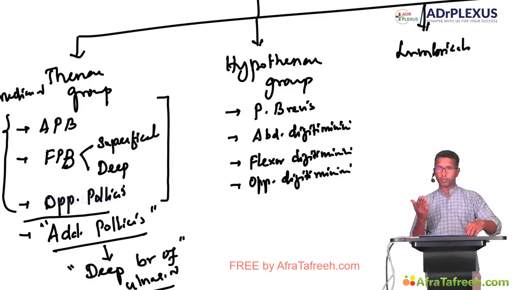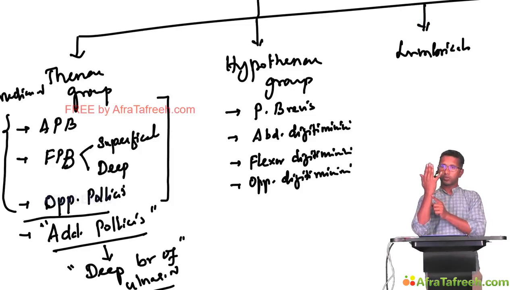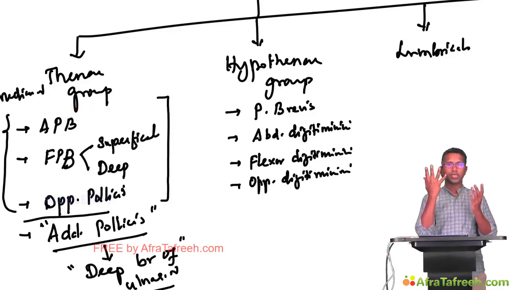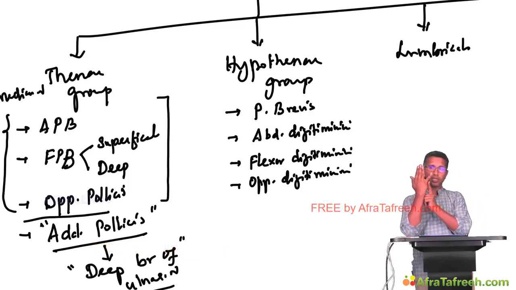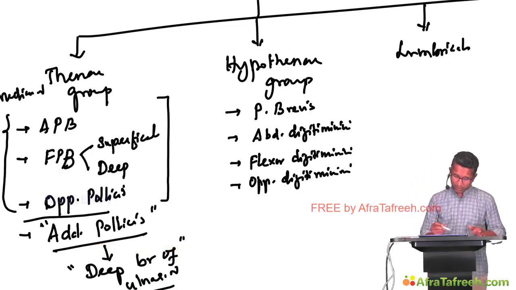If I take my little finger, this is called digiti minimi. If I want to do abduction, you move your finger away from the middle finger. This is called abduction. So if I move my little finger away from the middle finger, this is called abduction of the little finger. This abduction of the little finger is produced by abductor digiti minimi.